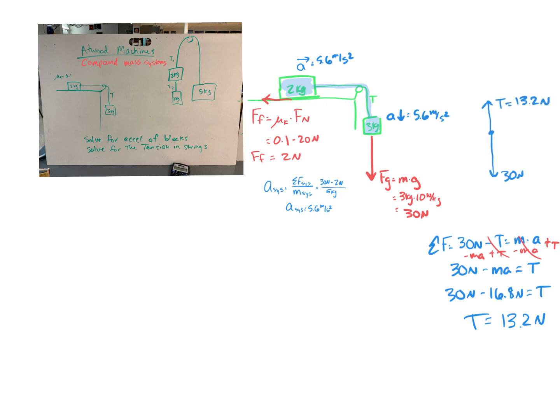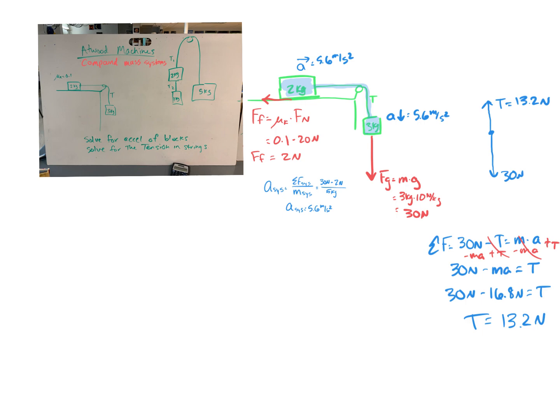I like to just double check that real quick and work backwards. 30 minus 13.2 is 16.8. If I take that divided by the mass of 3, I get 5.6 meters per second squared again. So you can work the numbers back and make sure that you get out to that acceleration, and that works out. Now, we can go over to the other side and double check that that's correct as well.